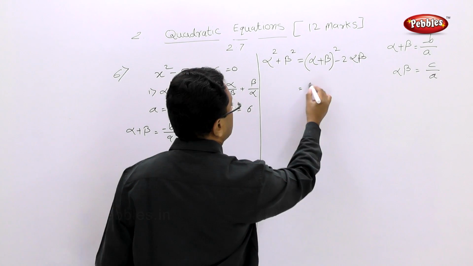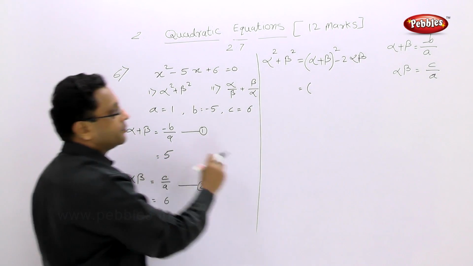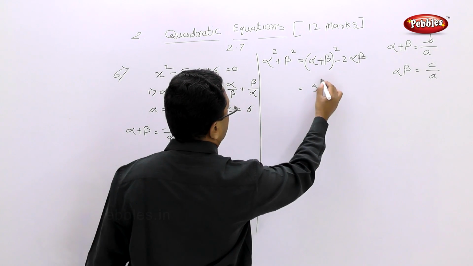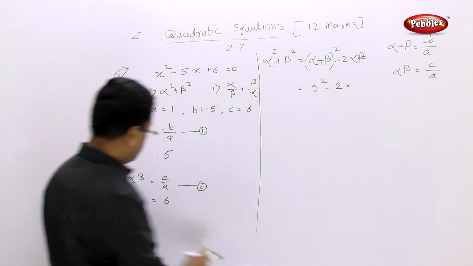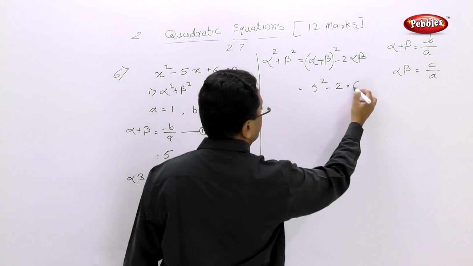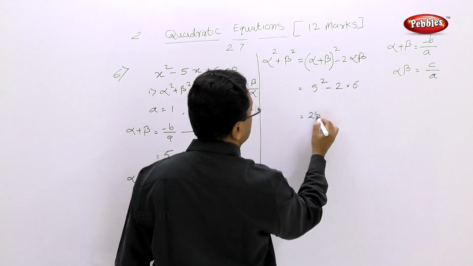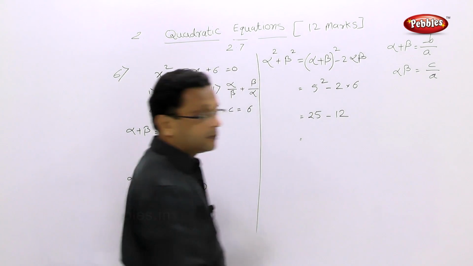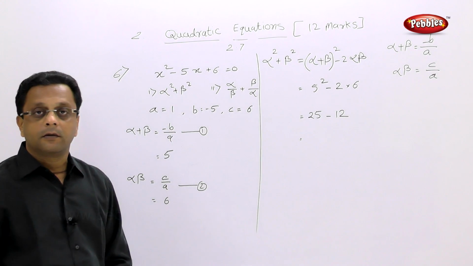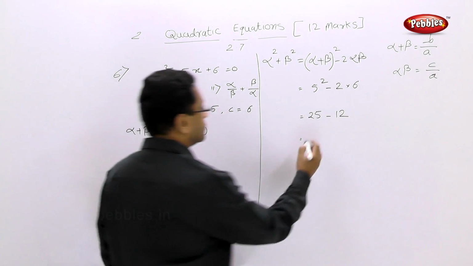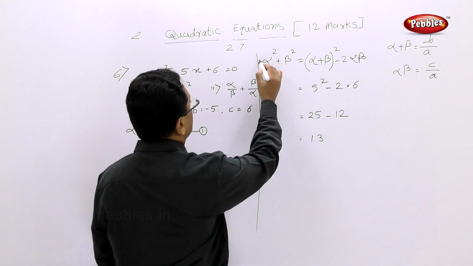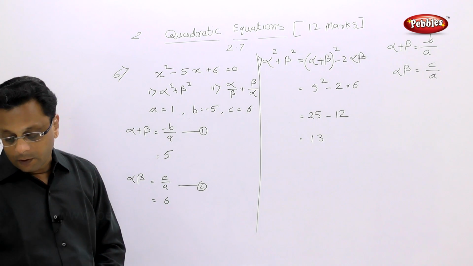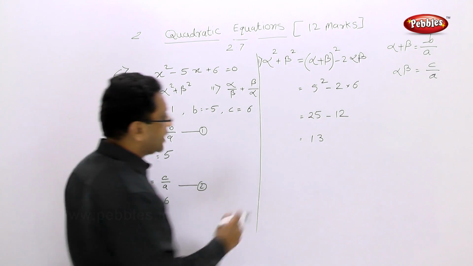So this will be equal to, what is alpha plus beta? It is 5. So we get 5 square minus 2 into 6. So here we have 25 minus 12, that is 13. So we have found out the value of the first expression, 13. Now we'll find out the second value.